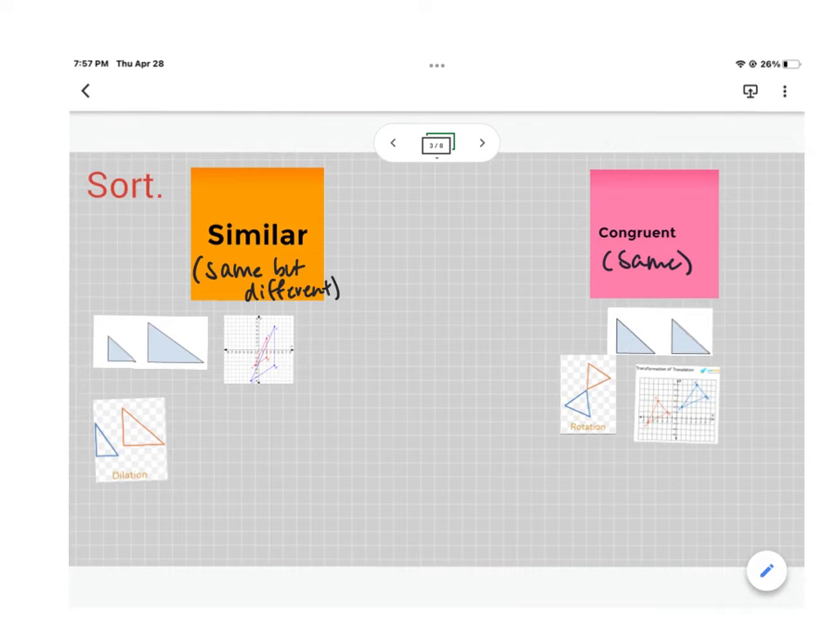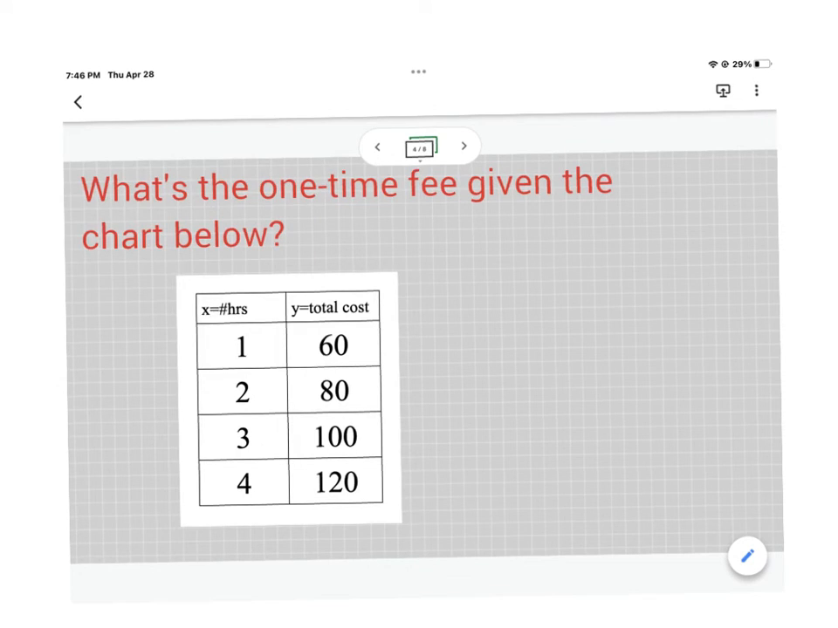So those are congruent. So this next question was, what's the one-time fee in the chart below? So I can see here that for 1 hour it costs $60, for 2 hours it costs $80, 3 it costs $100, and 4 it costs $120. Now, one thing that's important to realize is if I divide 120 by 4, I'm going to get 30, but then 80 divided by 2 is going to be 40. So that means that there's some hidden cost here, which is going to be that one-time fee.